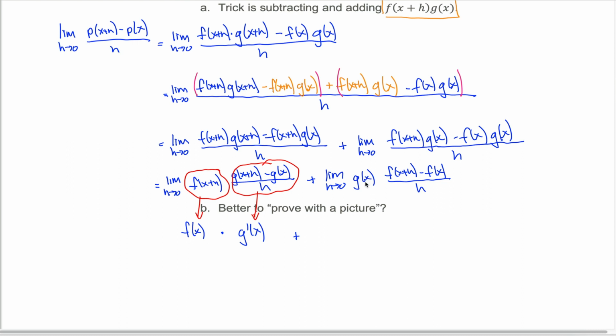There's no h's here, so nothing happens when I let the h's go to 0. It's just g of x. And then the limit as h approaches 0 of this mess. This mess is exactly what you'd get if you use the difference quotient on the function f of x, so this is f prime of x.